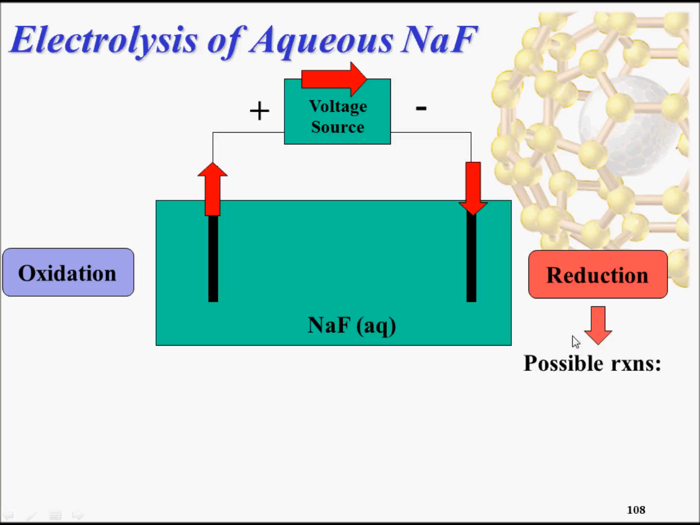So we want to think, which reaction is going to happen on the right? Who's going to undergo reduction? Let's think about which species we have present in our cell. We have the ionic compound sodium fluoride, so that means we have sodium ions and fluoride ions, but we can't forget the water. It's an aqueous solution, so we also have water molecules. So let's think, who could possibly want to be reduced? Sodium, would sodium want to be reduced?